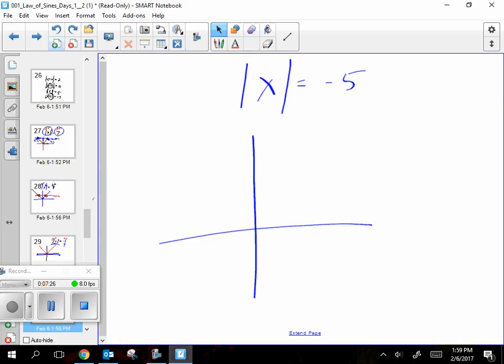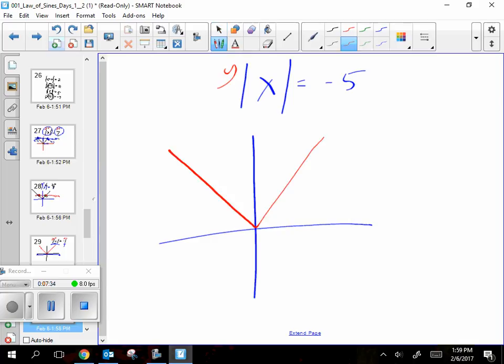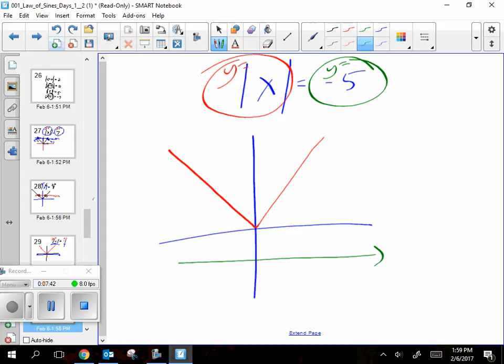You got it, sir. Did your lines cross? No. Because here's the V. That's this part, y equals absolute value of x. Now I'm going to do the other part in green. Y equals -5. That's down here, wherever -1, 2, 3, 4, 5 is. Okay, and did my green line and my red line cross? No. So what's the answer? No solution.